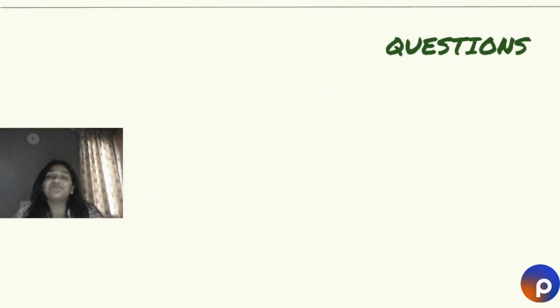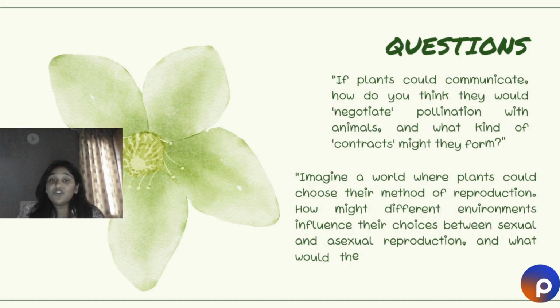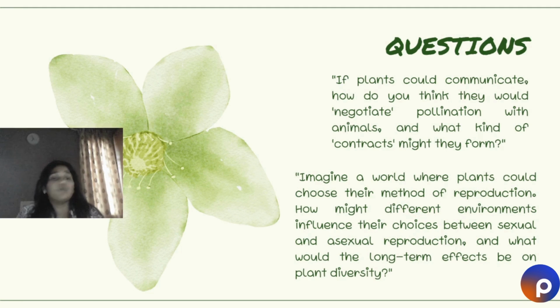So let's go. The questions are: if plants could communicate with you, how do you think they would negotiate pollination? What animals and what kind of contracts might they form? Imagine a world where plants could choose their method of reproduction. How might different environments influence their choice between sexual and asexual reproduction? And what would the long-term effects be on plant diversity? One more question: what experiment do you think you can do regarding asexual reproduction? Please let me know about it in the comment box.